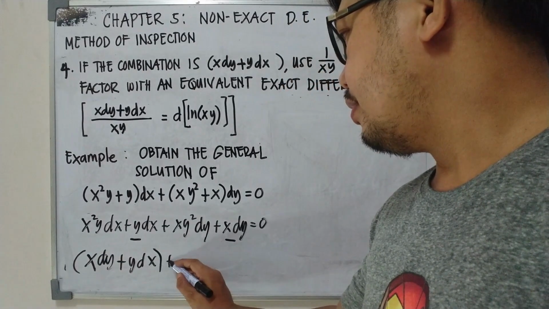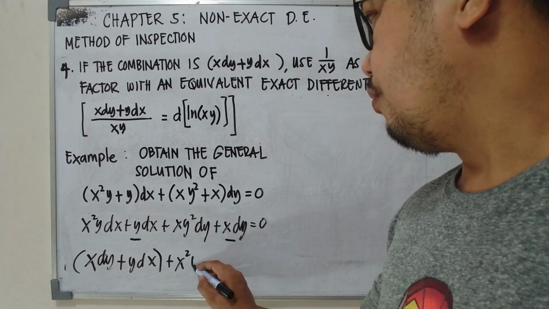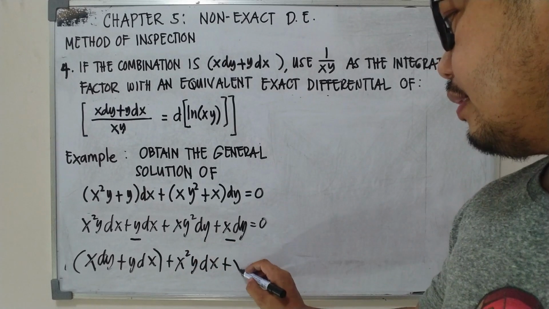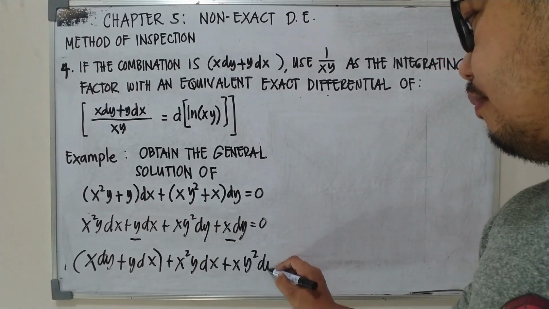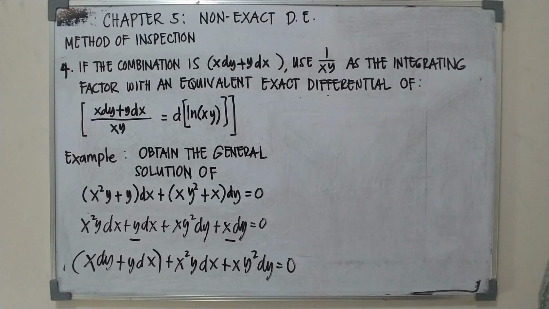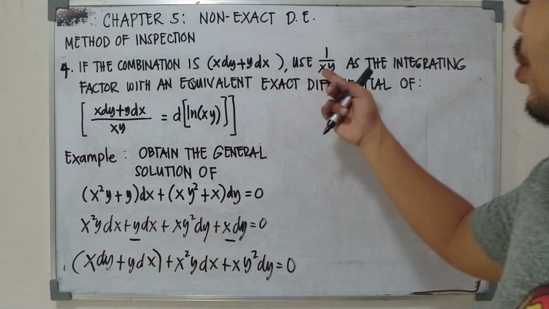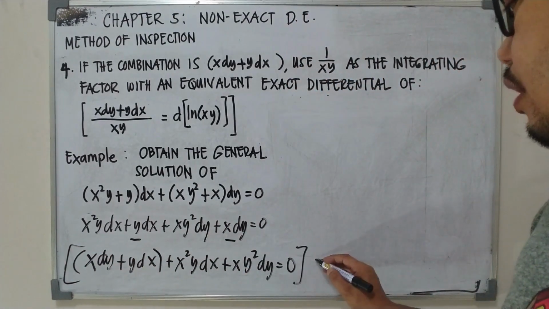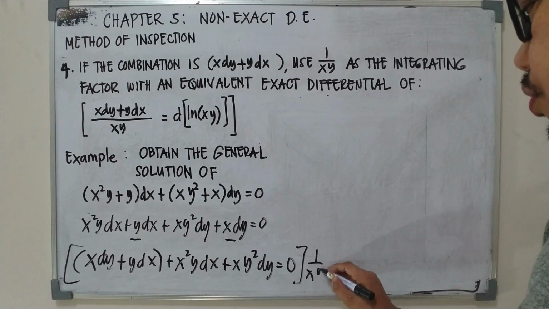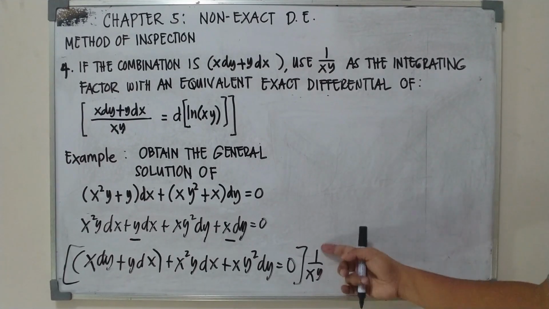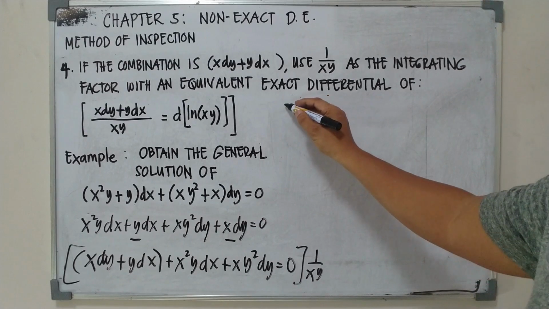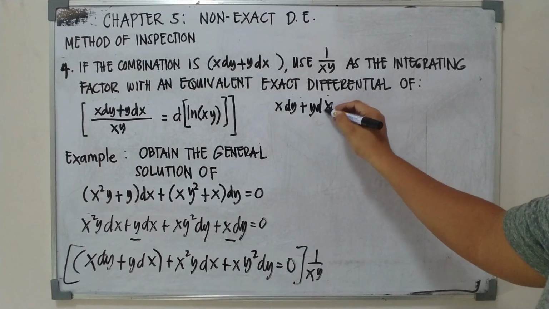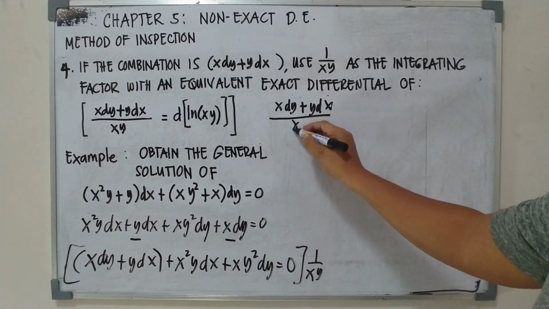Then copy, separate this. Copy the remaining terms. This is plus x squared y dx, then plus x y squared dy. And this is equals to 0. So you have this combination. Use this integrating factor to make the non-exact differential equation become an exact differential equation. Okay? So multiply 1 over xy here. So we have now x dy plus y dx over xy.